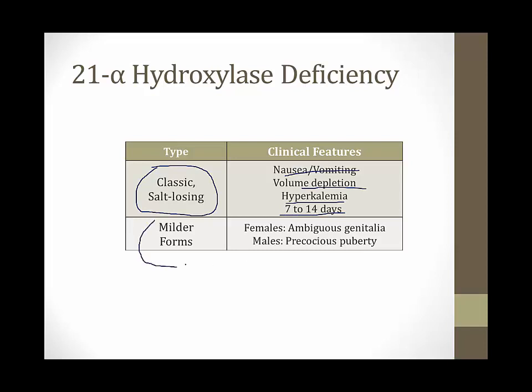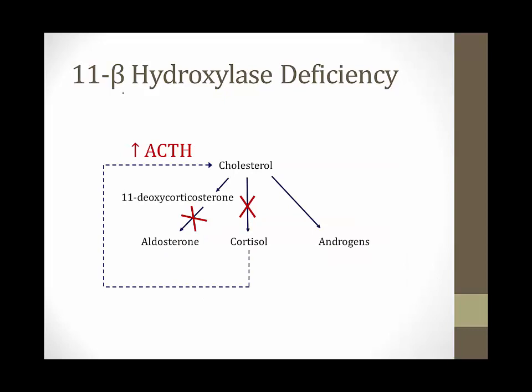In the milder forms, cortisol and aldosterone production can remain intact, and the main finding can be from the excess androgens. So in females, this can lead to ambiguous genitalia, and as I said before, in males, this can lead to precocious puberty. Our next congenital adrenal hyperplasia is an 11-beta hydroxylase deficiency.